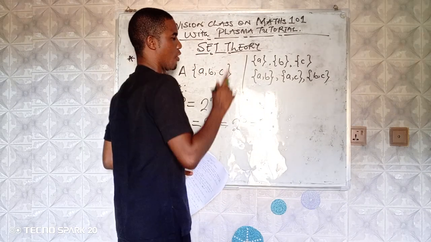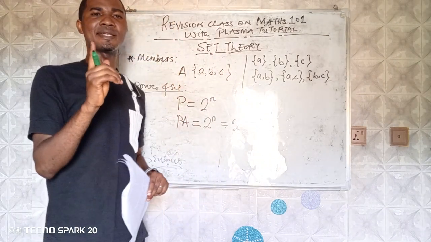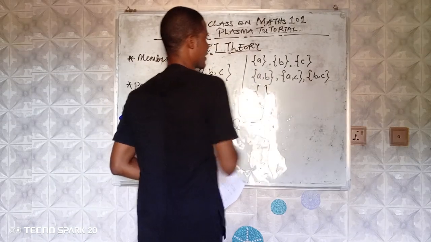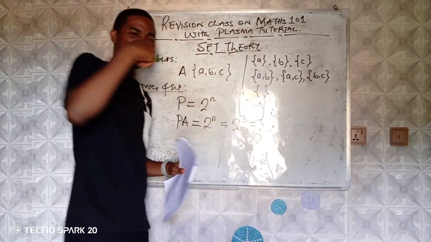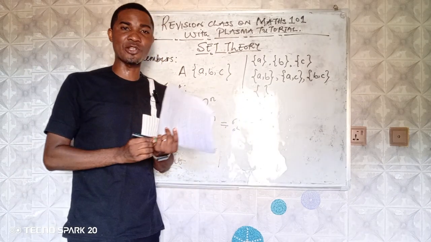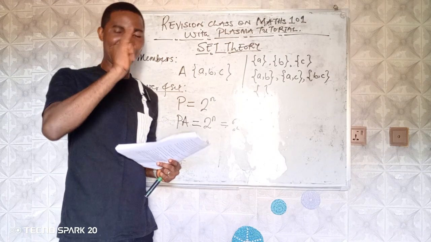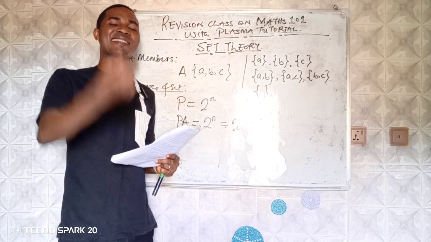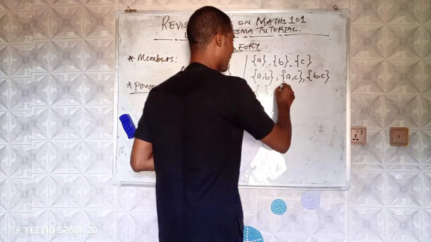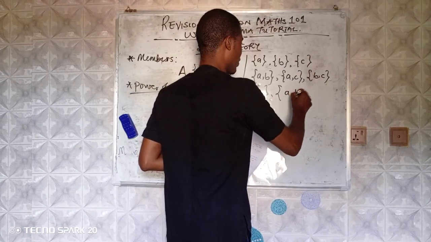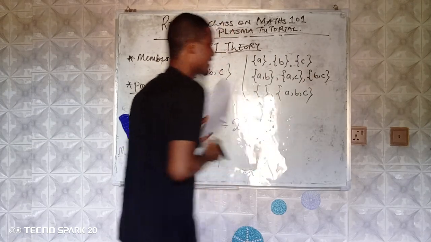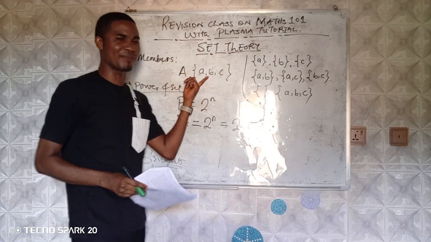Are you there? Always remember that the empty set is a subset of every set. So I have the empty set. Then every set is a subset of itself. So that is one thing. When you are listing the subsets of a set, the empty set is compulsorily one. Then the set itself is compulsorily one. So this empty set, and we also have the set itself, {A, B, C}. 1, 2, 3, 4, 5, 6, 7, 8. These are the subsets that can be formed from this set.